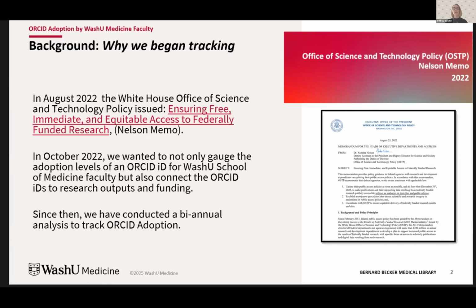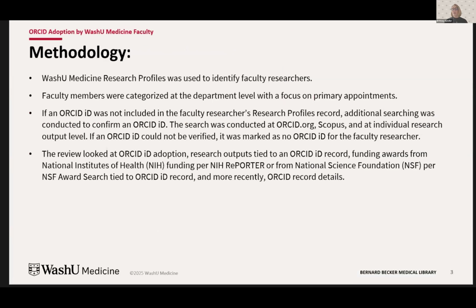So, very quick methodology. We used our WashU Medicine Research Profiles. It's the Pure platform, our RIM system. It's how we identified the faculty that we were looking at. Then we categorized them based on their primary appointments. And if they didn't have an ORCID, then we did additional searching on our own. So we went to orcid.org, I would go into Scopus, sometimes we went to individual research output levels to try to verify an ORCID ID. And if we couldn't find one, we defaulted to none.